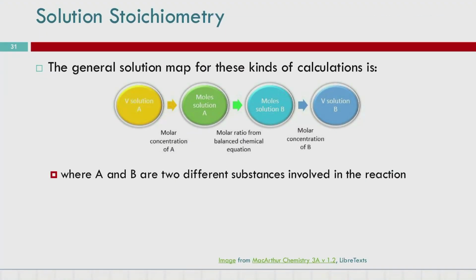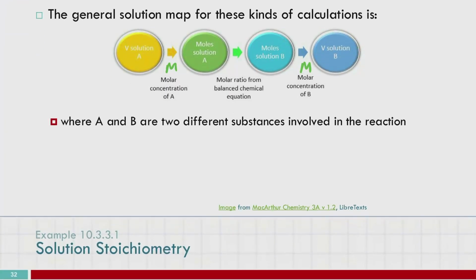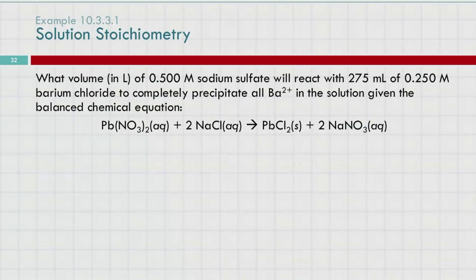And so our general solution map for these types of calculations looks like this. This is one I showed you before. So we'll start with the volume of a solution. We can use the molar concentration, the molarity, to get to moles. We use a molar ratio from our balanced chemical equation, 1 to 1, 2 to 2, 2 to 1, 1 to 2, 1 to 3, 1 to 2. I listed one of those twice, but you get the idea. And then that can convert us into moles of solution B or moles of chemical B, and then use our molarity of that to get to the volume of solution B. So let's see that in action.